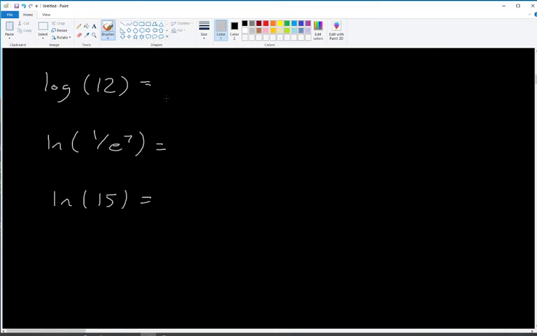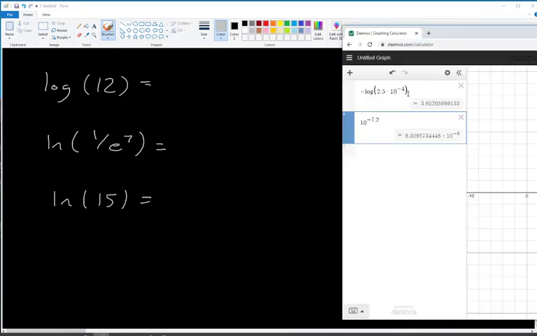And these are types that you can't really do in your head because logarithm is base 10, so you think 10 to what power is 12? Well, if it was 100, 10 squared is 100, or if it was 10 itself, 10 to the first power is 10. But there's no real nice power to get from 10 to 12. So these are types you just do in the calculator.